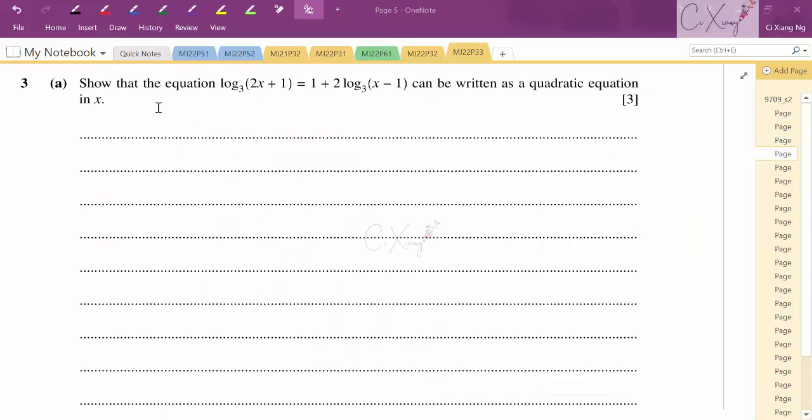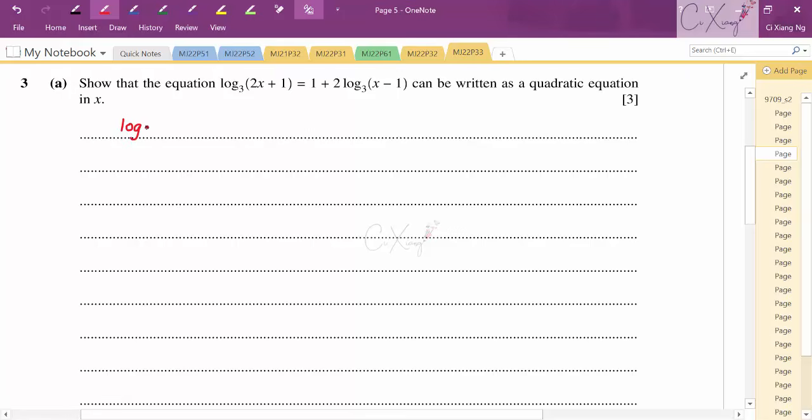Question number 3. Show that this equation can be written as a quadratic equation in x. All right, so to write an equation involving the logarithmic function into a quadratic equation, we might need to get rid of all the log functions first. So let's start with the question here.